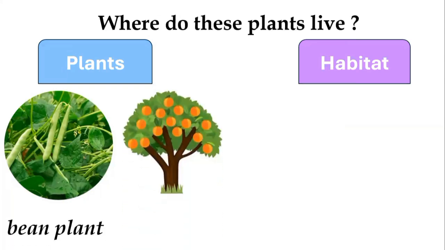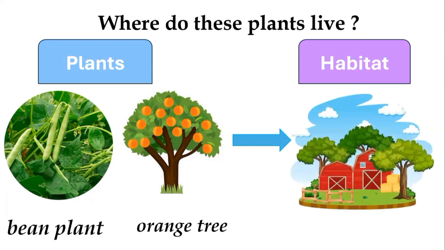Bean plant and orange tree. Take a minute to think, where is the habitat? Of course, in the agriculture habitat. We will find food, vegetables and fruit in the agriculture habitat.